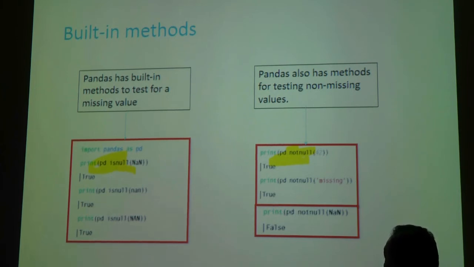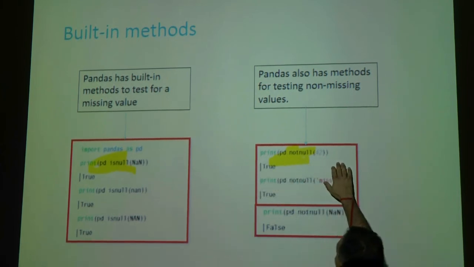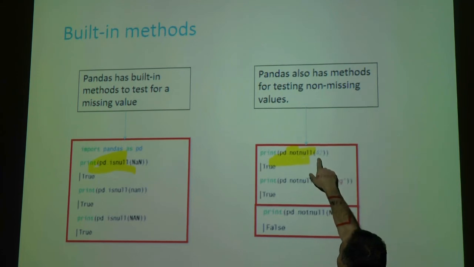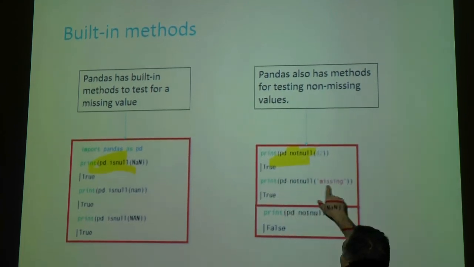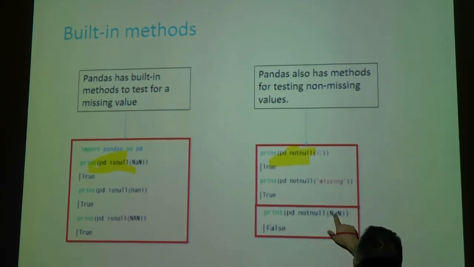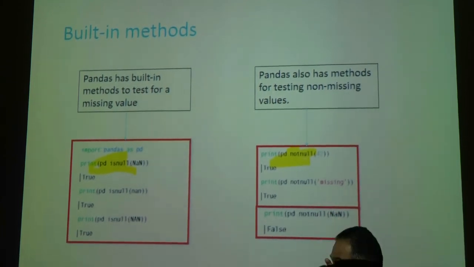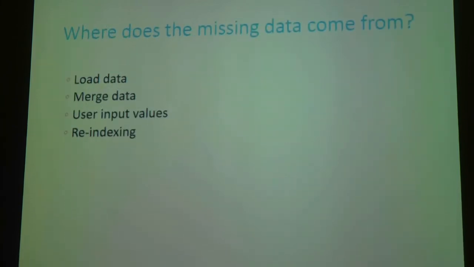There is another function called notnull. So this is isnull, notnull. Alright. So 42, is it not null? Yes, True. Missing, True. Okay. And notnull of NaN is False, because NaN is a null value.